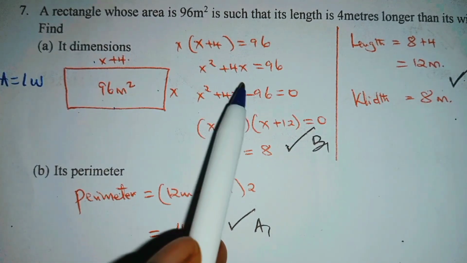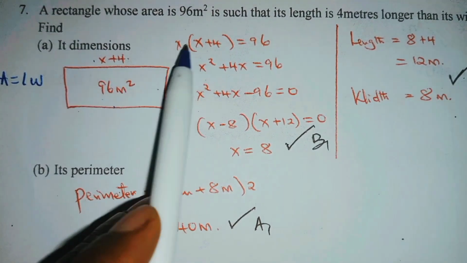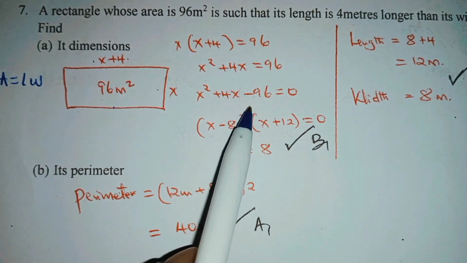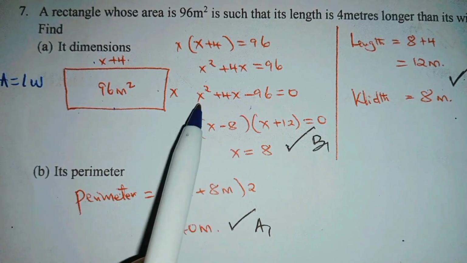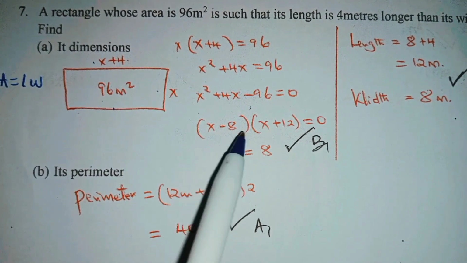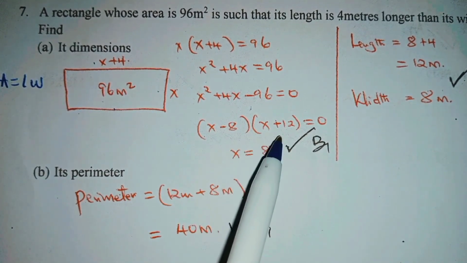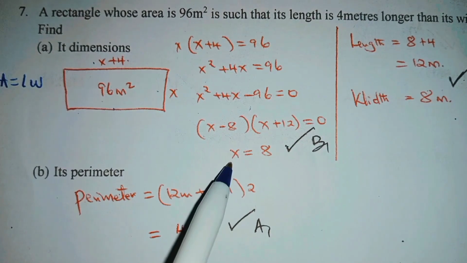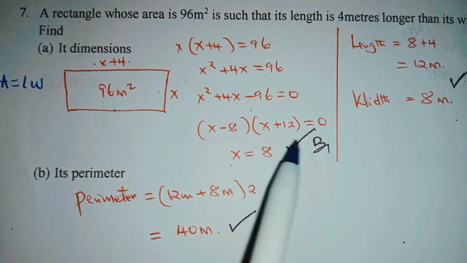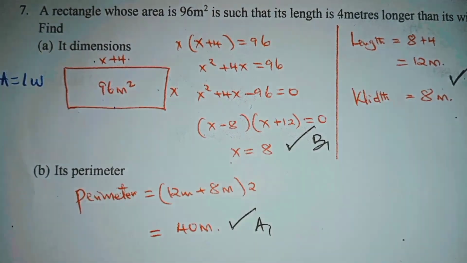After multiplying, x times x gives x squared, x times 4 gives 4x. Then you take negative 96 to the other side. Now you factorize this equation, which can be factorized as (x minus 8)(x plus 12), which is equal to 0. So x is equal to 8. The other possibility is x equal to negative 12, but width cannot be negative, so we ignore this value.